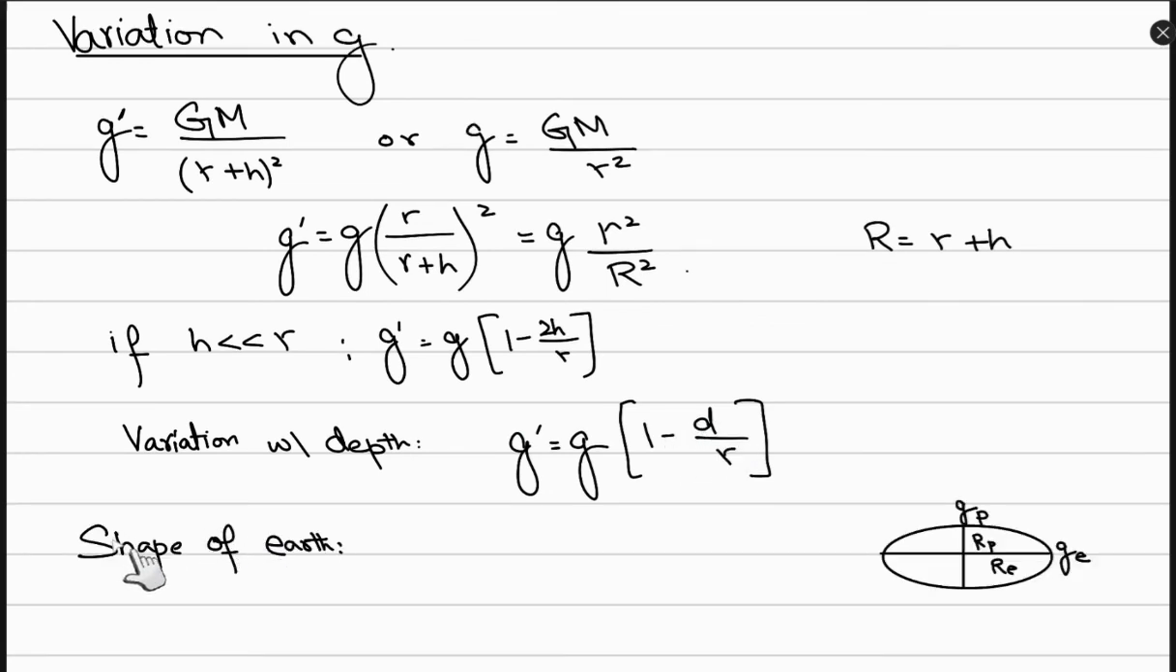The variation in g could also be due to the shape of the earth. A more realistic approach to the shape of the earth is that it is actually elliptical in shape, and it's flattened at the poles, right? So this is the radius to the pole, and this is the gravity at the pole. And you can see that it's bulged out at the equator, right? Here the radius of the equator is about 21 kilometers longer than the radius of the poles, right?